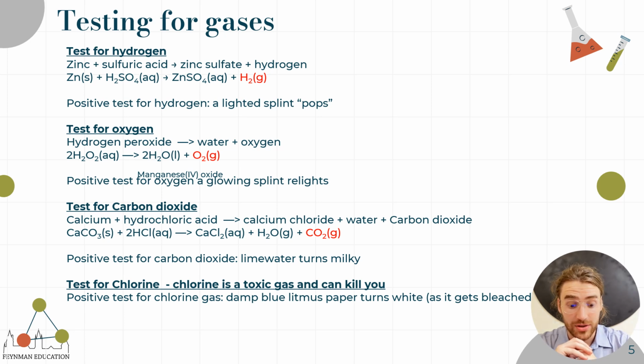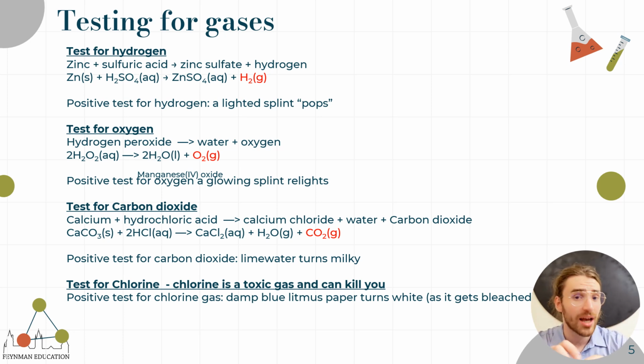And finally, the test for chlorine gas. Chlorine gas is extremely toxic and will kill you, so we have to be very careful when testing for it. Chlorine gas has a yellowy color, but if small enough amounts are made, then we can't tell. So we have to use litmus paper. We take damp litmus paper and expose it to the gas, and it is going to bleach it and turn it white.